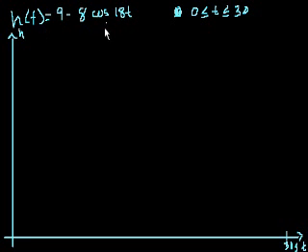So what I'm going to do first of all is graph a slightly different function, then I'll translate it to this function. I'm going to graph h of theta is equal to 9 minus 8 cosine of theta. And I think you'll see where I'm going with this when I'm all done. So let's try to graph h of theta is equal to 9 minus 8 cosine of theta.